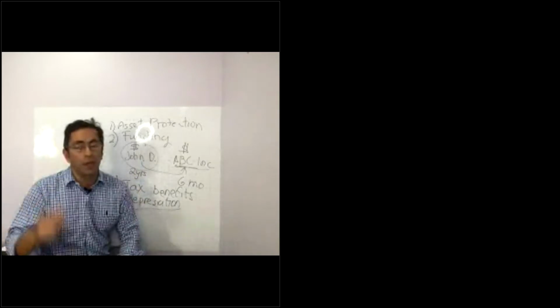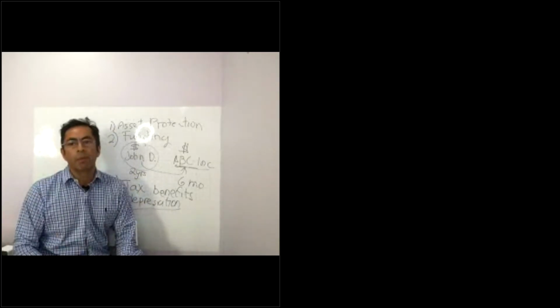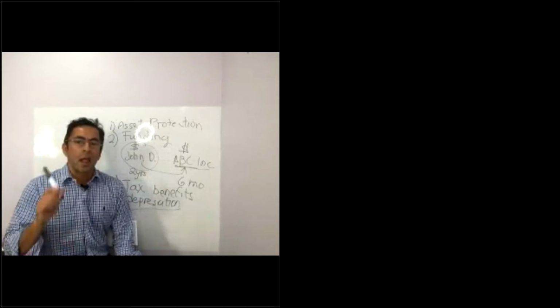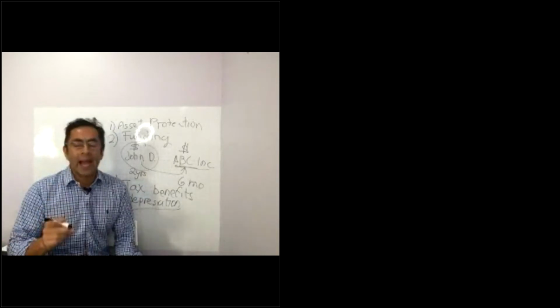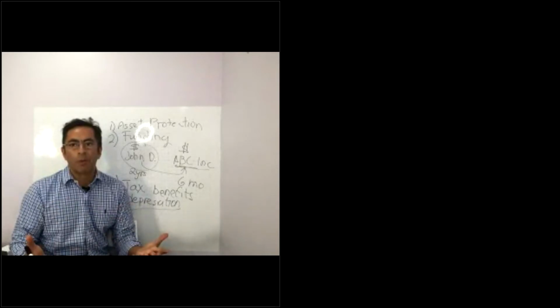Number two, funding. Lenders want to give money to your entity, not to your name, because of the foreclosure process in Illinois. They can foreclose on your entity in as little as 6 months. Third benefit, tax depreciation. That's a huge write-off, okay?